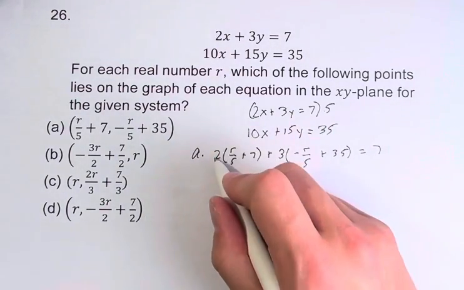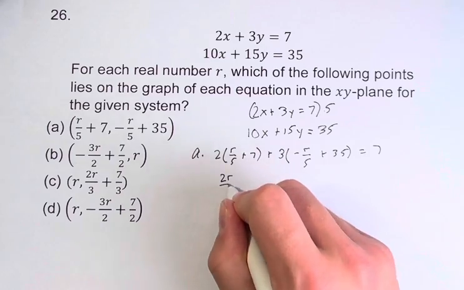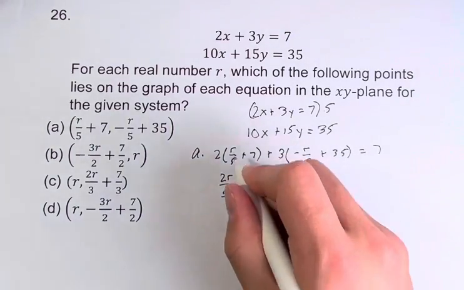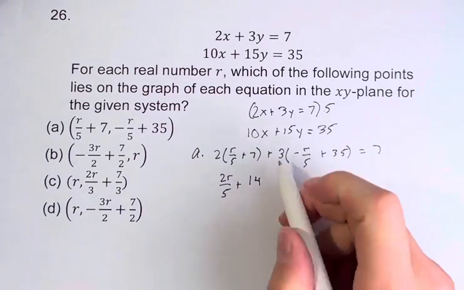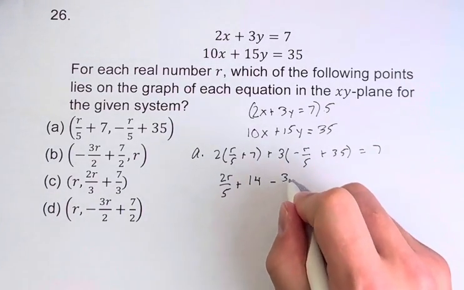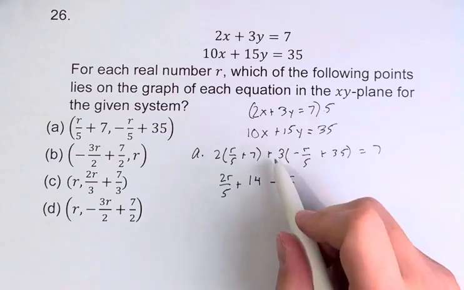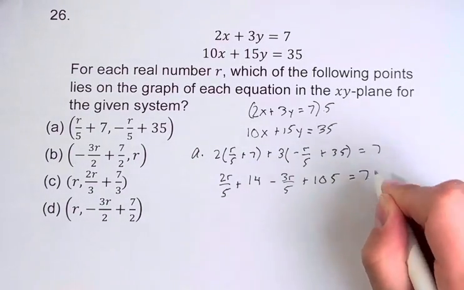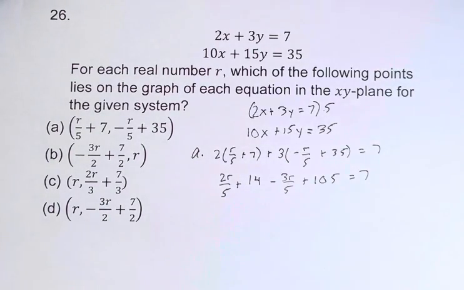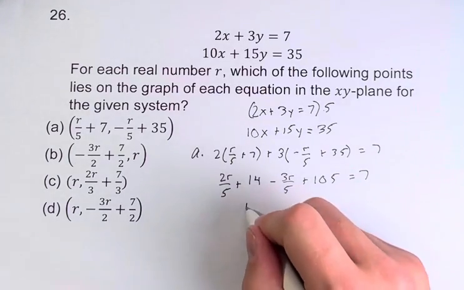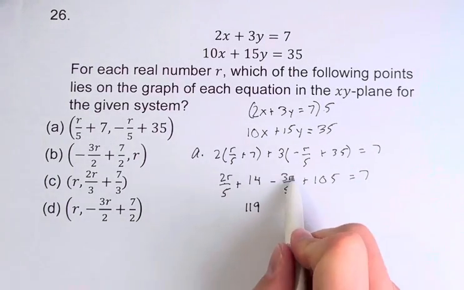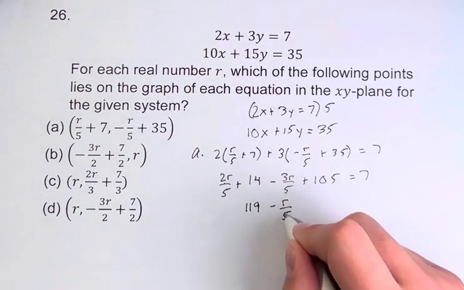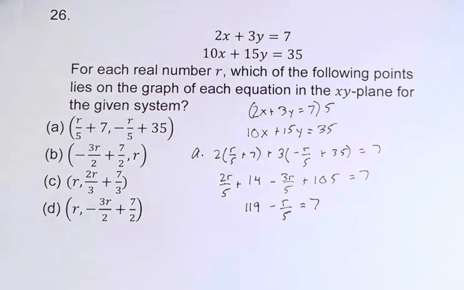So distributing out, we have 2r over 5 plus 2 times 7 is 14. 3 times negative r is negative 3r over 5. 3 times 35 is 105. And this is equal to 7. 14 plus 105 is 119. 2r minus 3r is negative 1r, or just minus r over 5 is equal to 7.